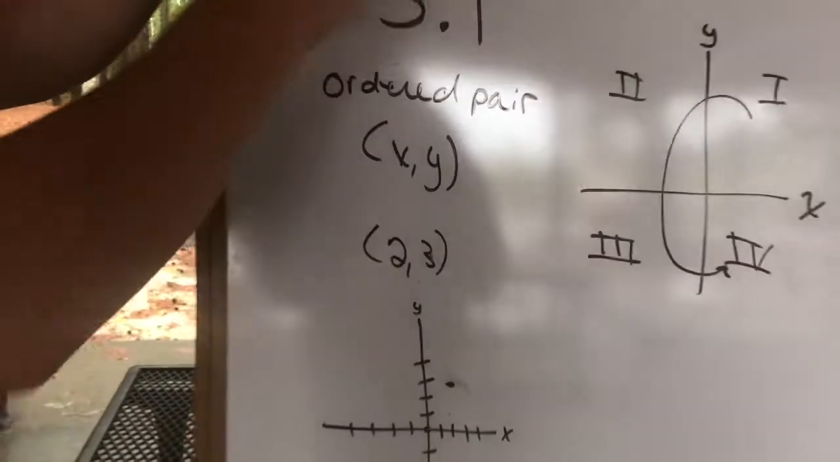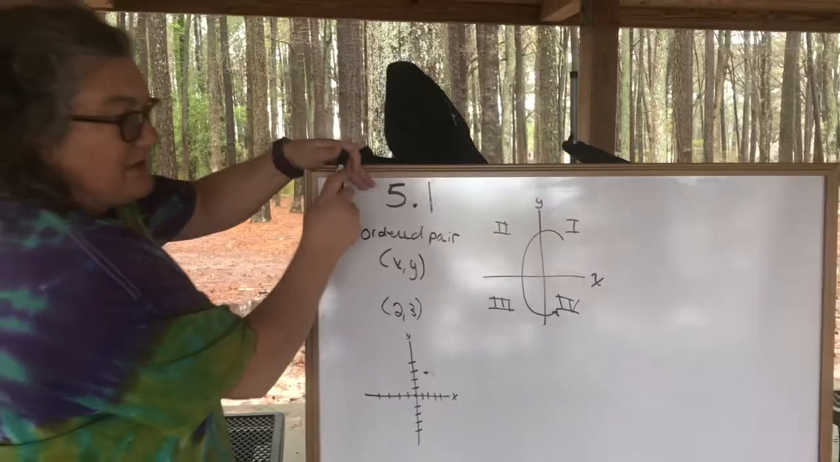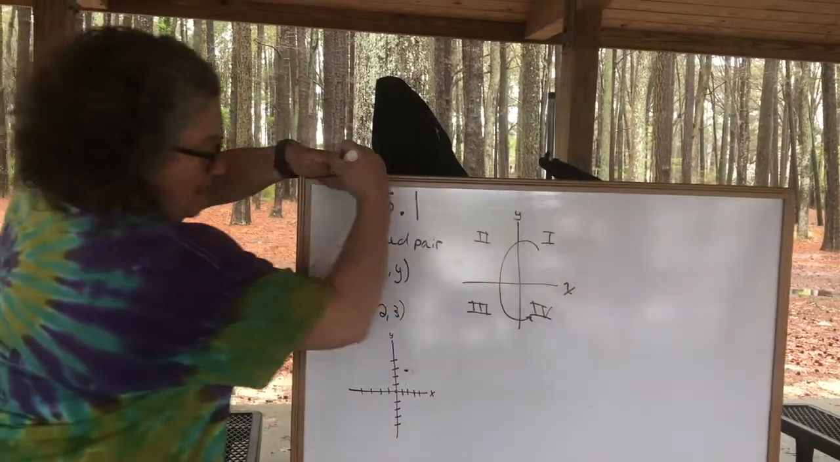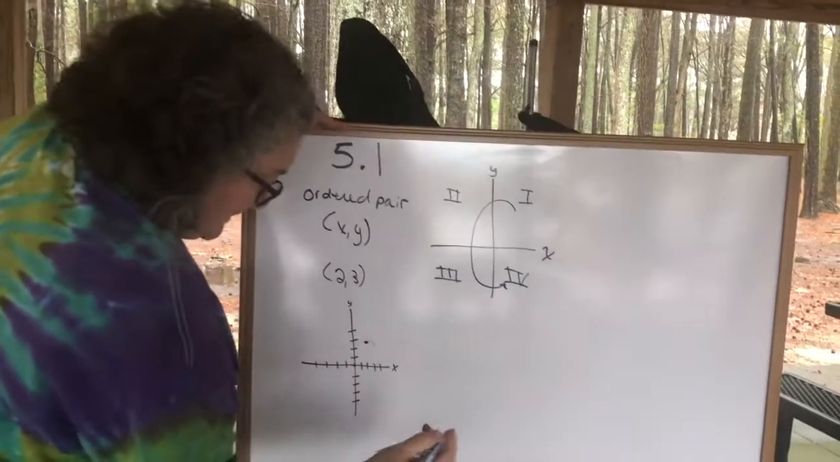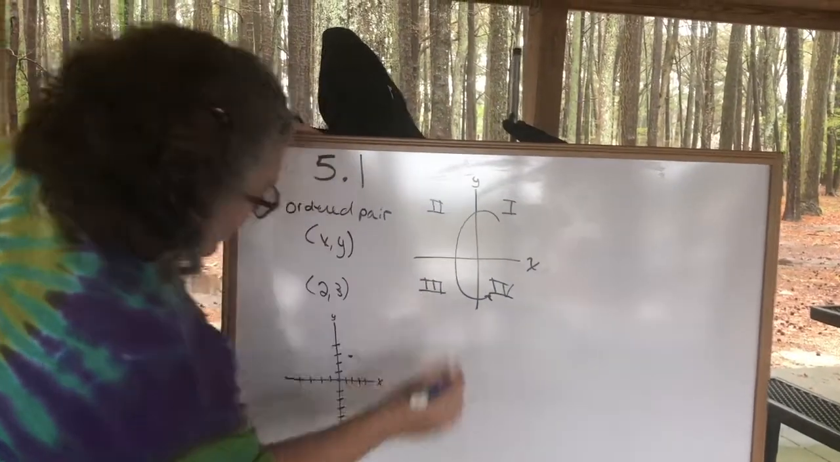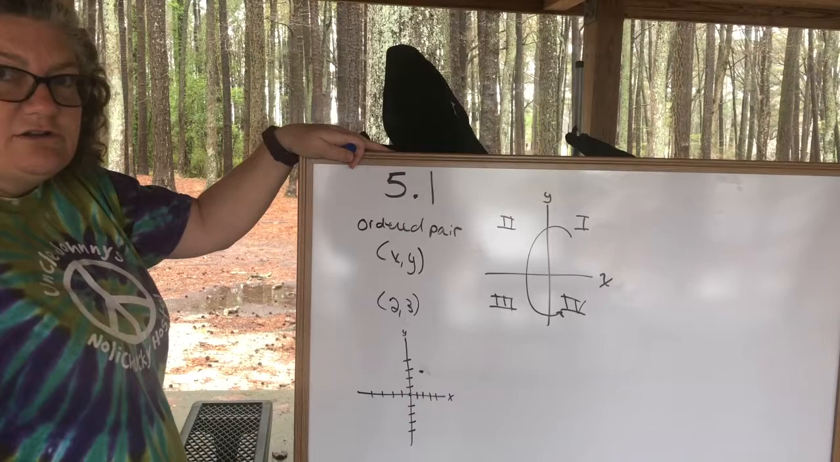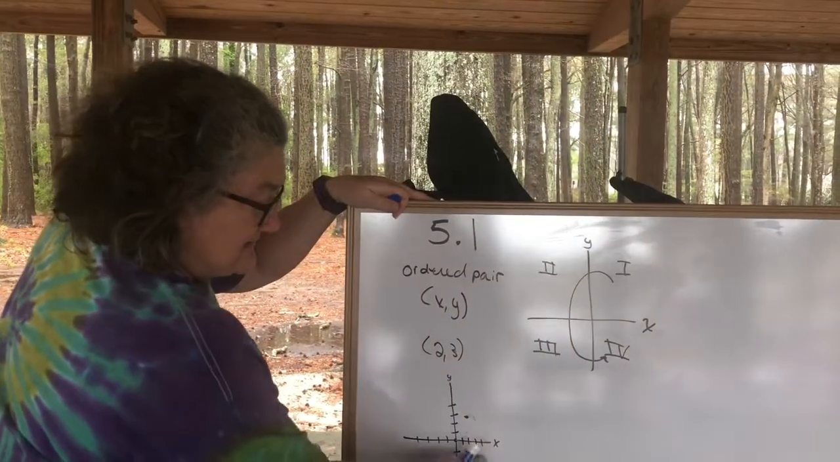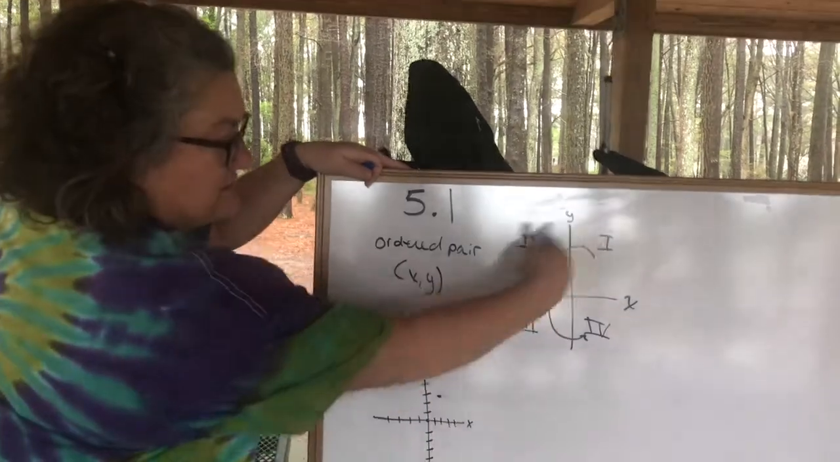I'm going to change my markers so that I don't have to keep drawing a new coordinate plane here, and we're going to graph another one. By the way, what quadrant is that considered to be in? That's in the first quadrant: 1, 2, 3, 4. I have it right there.